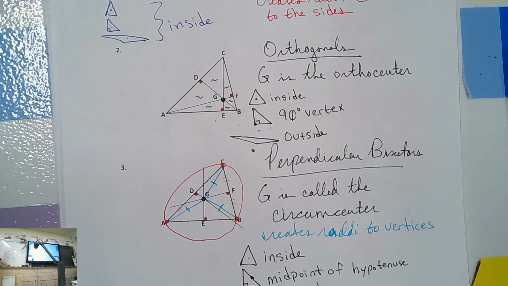Okay. The best way to make a circle is to do a right triangle. Have that be the hypotenuse, and then you know all 3 points.